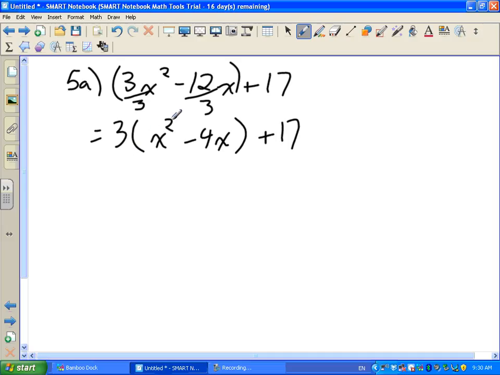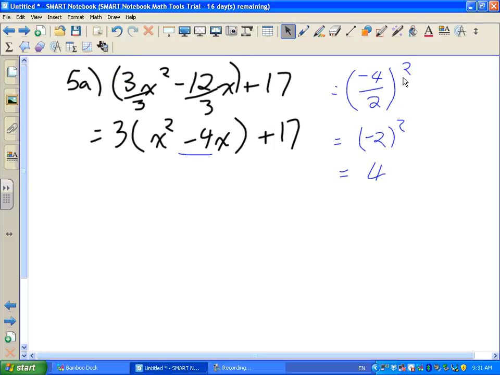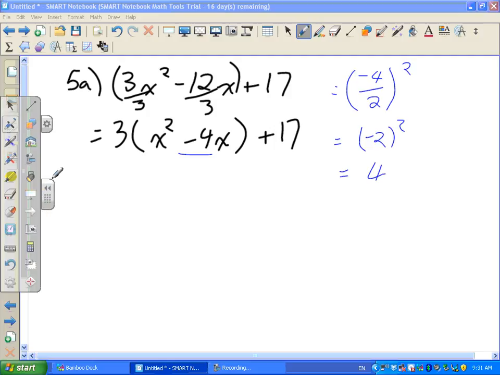The next step, I take my coefficient of the second term, so our negative 4. I take this negative 4, I need to divide it by 2 and square it. So when I divide negative 4 by 2, I get negative 2. And when I square that, I get 4. So I've now divided that term by 2 and squared it. I get 4.